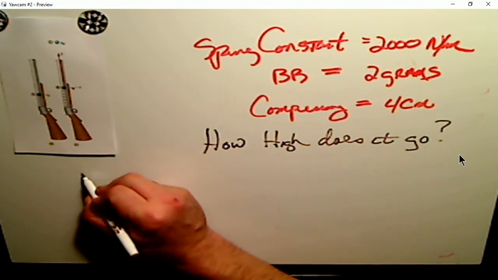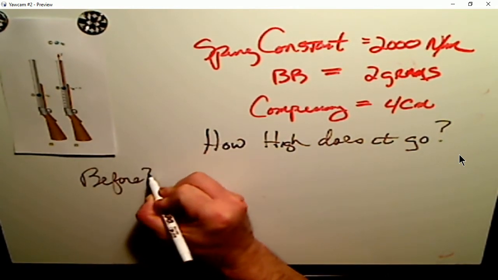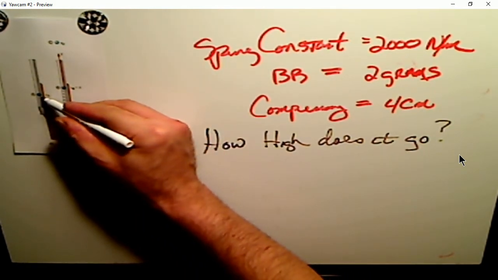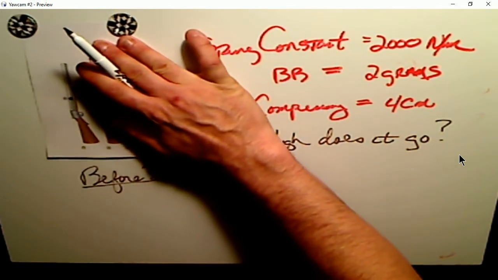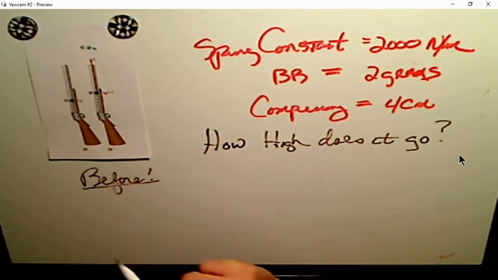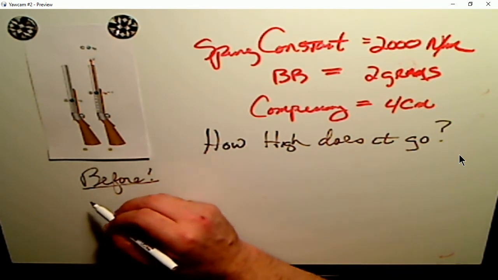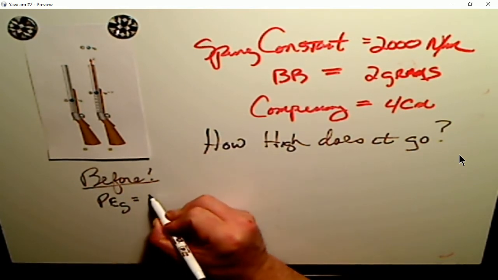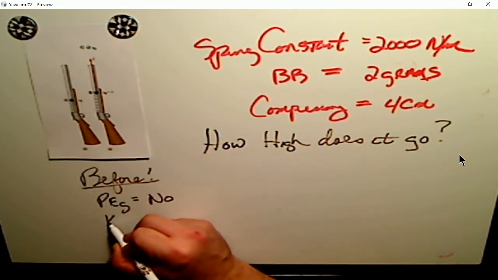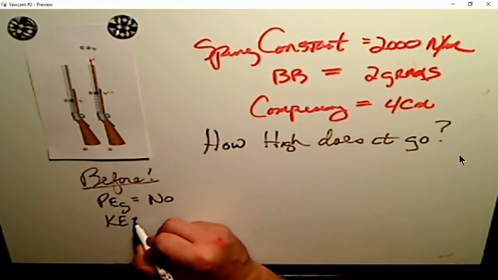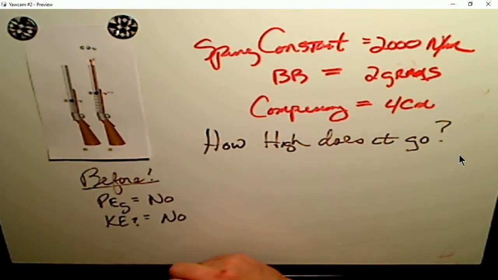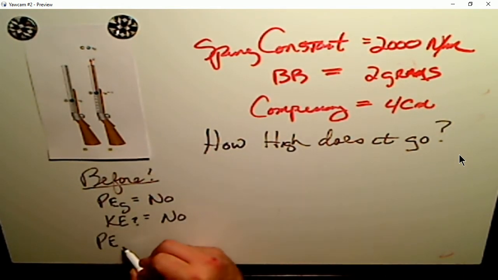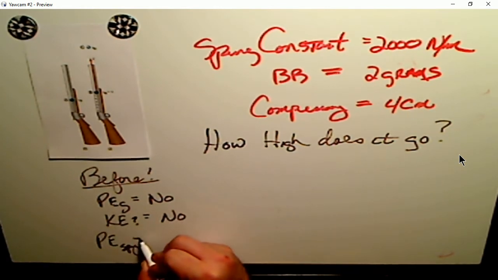So let's look at the befores. We've cocked it. We're at this point A. Okay, so we've brought it down to A. We haven't shot it yet. So what's the energy in the system? Is there any potential energy due to gravity? No. Is there any kinetic energy? Is it moving? No. It's all potential energy due to spring.